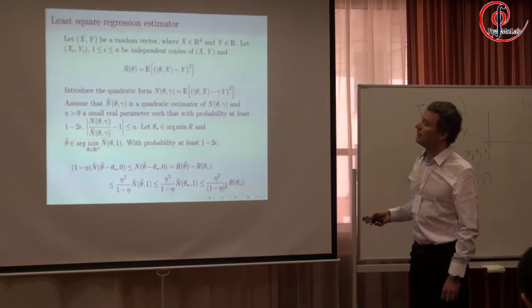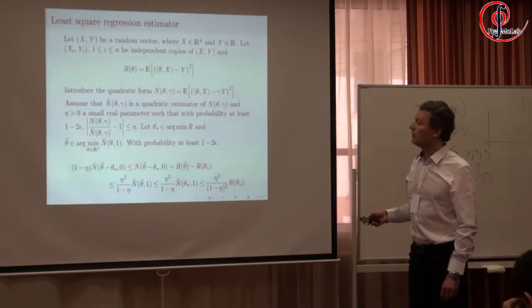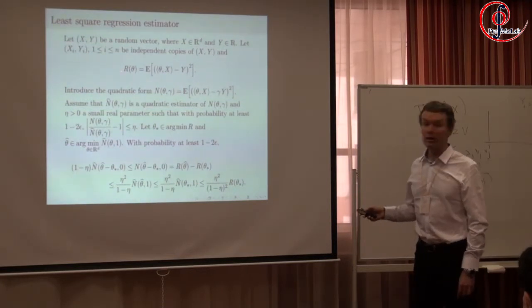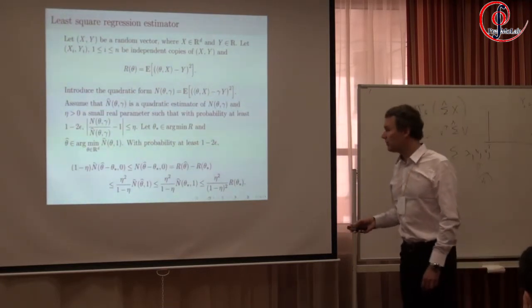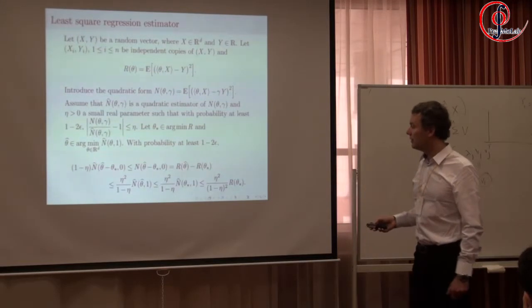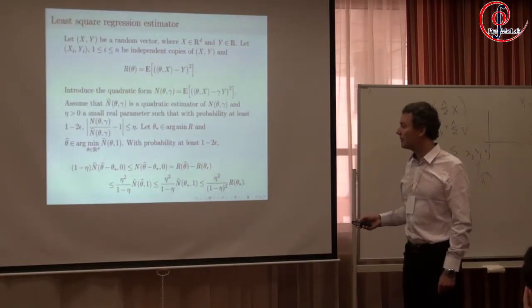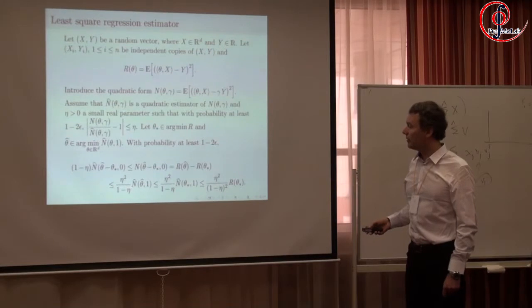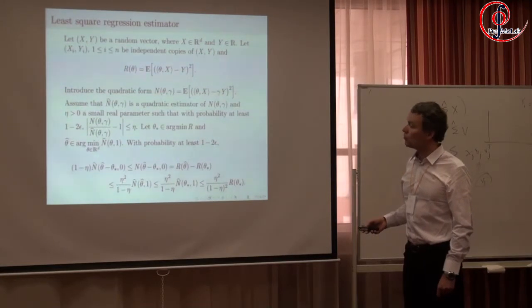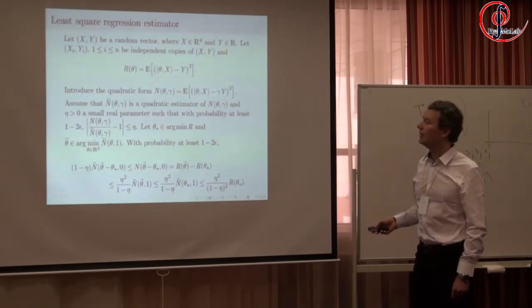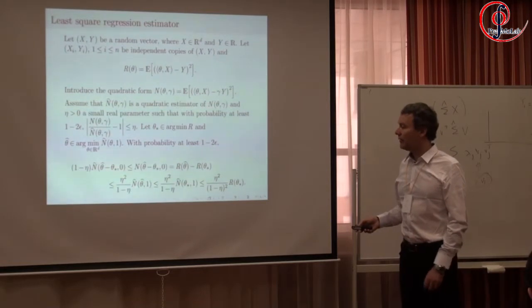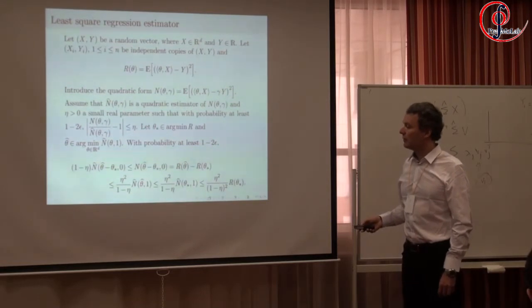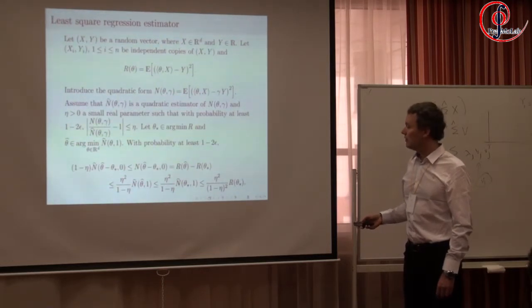So theta hat will be the argmin of N hat of theta, 1, because N hat of theta, 1 is the estimator for R of theta. And I got this very simple chain of inequalities. The excess risk of theta hat is bounded by a theta square, so the square here is important, times N hat of theta hat, 1, and as theta hat is minimizing this, which is less than this, and as we have this relation, this is less than this.